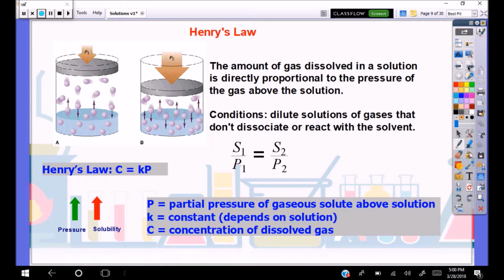Henry's law. So Henry's law states that the amount of gas dissolved in a solution is directly proportional to the pressure of the gas above a solution. The conditions we need here, we need dilute solutions of gases that don't dissociate or react with the solvent. The equation for Henry's law is the concentration C of your dissolved gas is equal to some constant K times the partial pressure of the gaseous solute above the solution. Okay. As we increase that pressure, obviously the gas stays dissolved. If we decrease the pressure, less gas will remain dissolved.